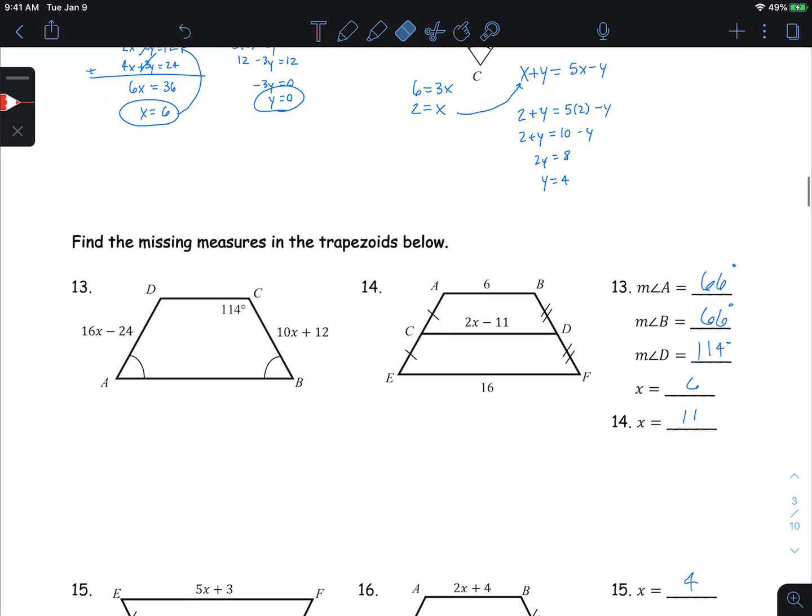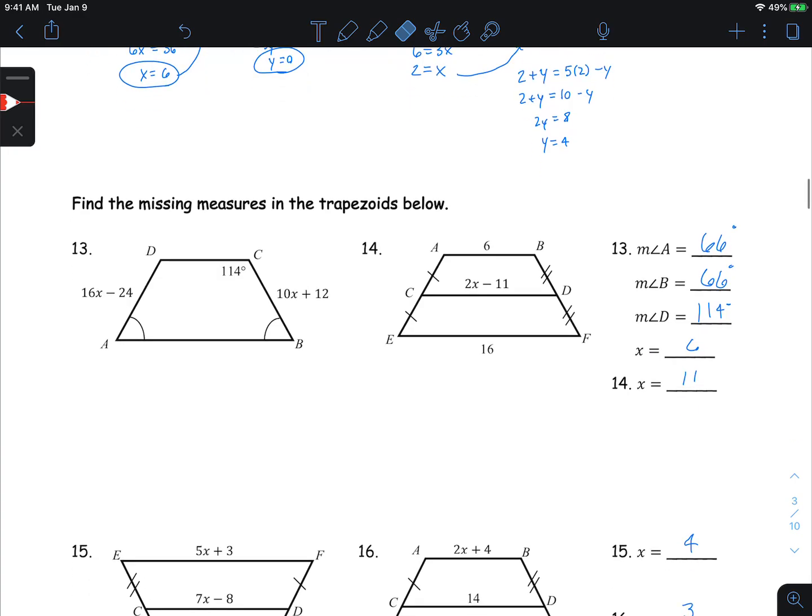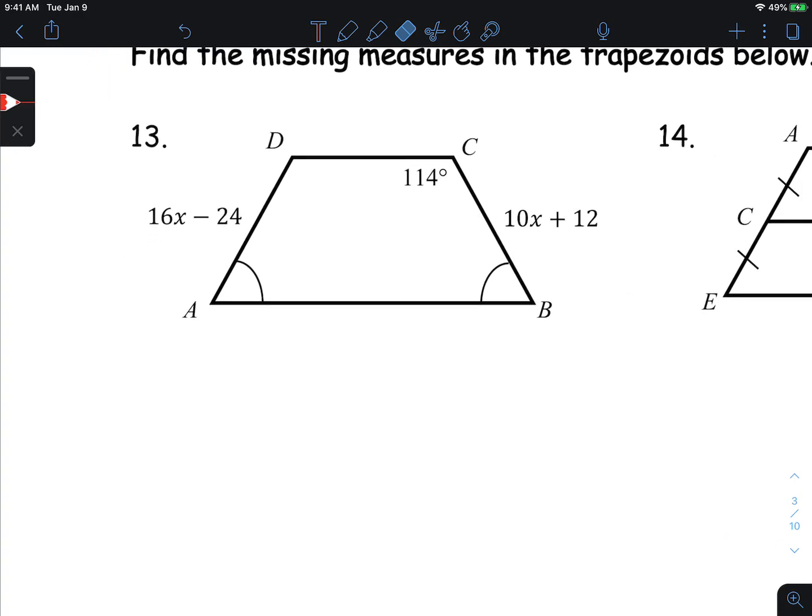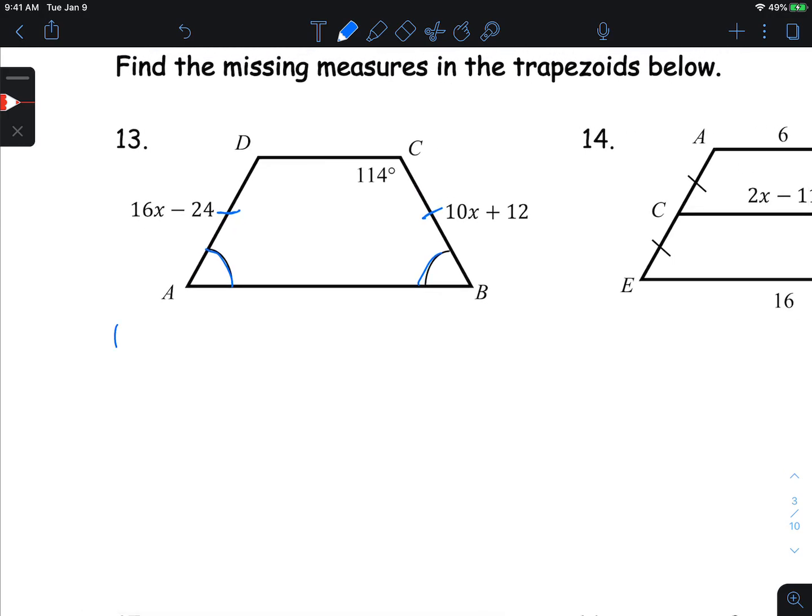Okay, so next we're going to start throwing in some trapezoids at you. First of all, since these angles here are congruent, that implies that this is an isosceles trapezoid. So as far as solving for the sides, if it's isosceles, then we can just go ahead and set these guys equal to each other. I can subtract over 10x, that's going to give me 6x. We can add 24, that's going to give me 36, and then we can divide, and that's x equals 6. So that's how you find your side for that.